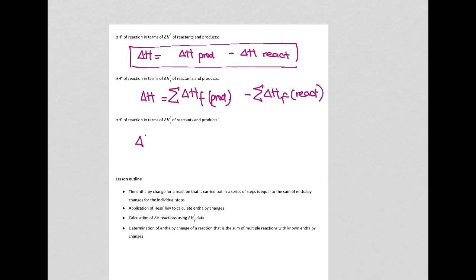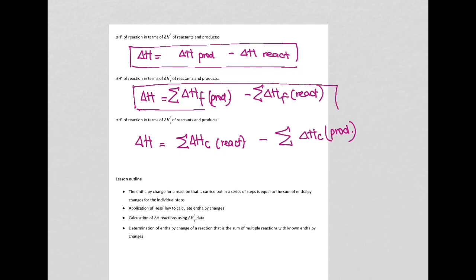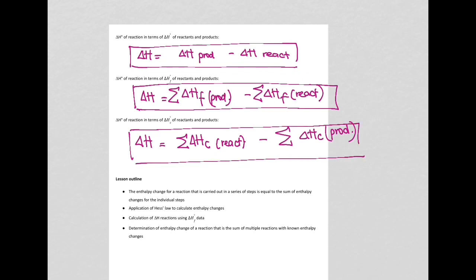Now delta H in terms of enthalpy of combustion is the sum of the enthalpy of combustion of reactants minus the sum of delta HC of products. You need to remember these equations because you can be required to use any of these, whether in MCQs or structured questions.